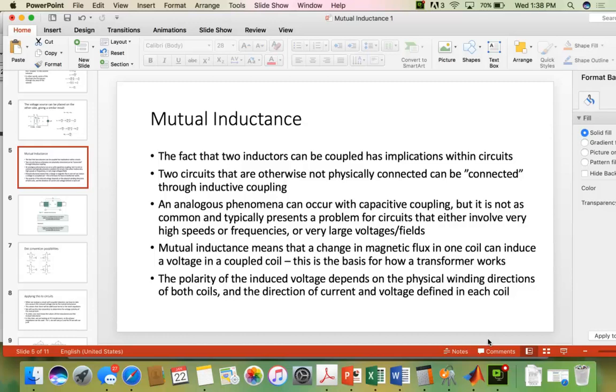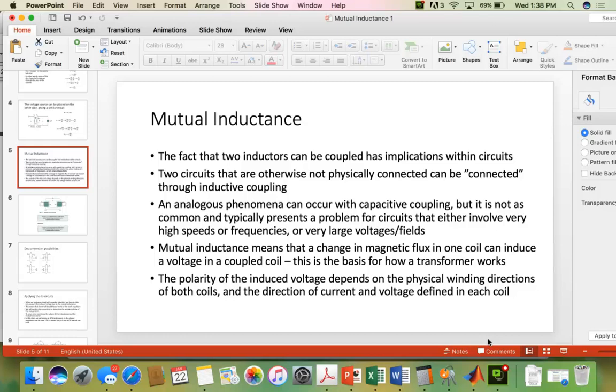So mutual inductance means that a change in magnetic flux in one coil induces a voltage in the coupled coil. This is also the basis for how a transformer works. The polarity of the induced voltage depends on the physical winding directions of both coils and the direction of the current and voltage that are defined in each coil. So it would be very difficult to represent schematically the direction of the coil winding. That requires pretty good artistic skill, and even then is easily open to misinterpretation.